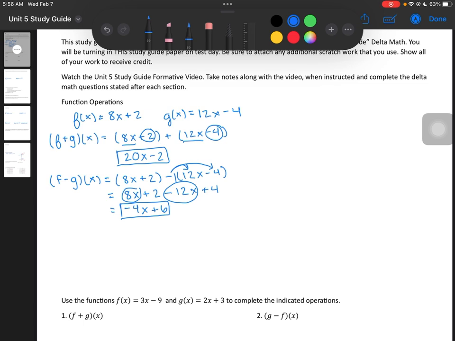Okay. Now we can do multiplication. So when we have two functions written right next to each other like this, f and g, we know that means we're multiplying them together. So I'm going to go ahead and write them down. And since we have a binomial times a binomial, or two terms times two other terms, we need to make sure to multiply this using a box or FOIL. So I'm going to do a box here, setting it up.